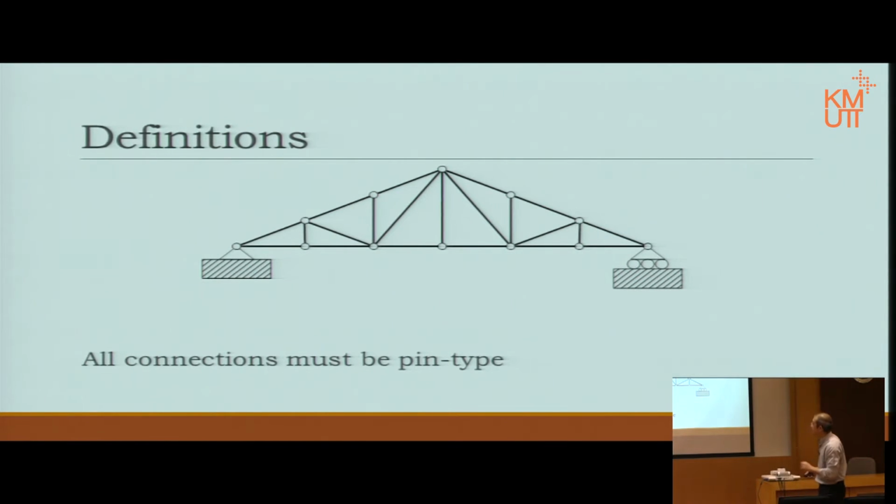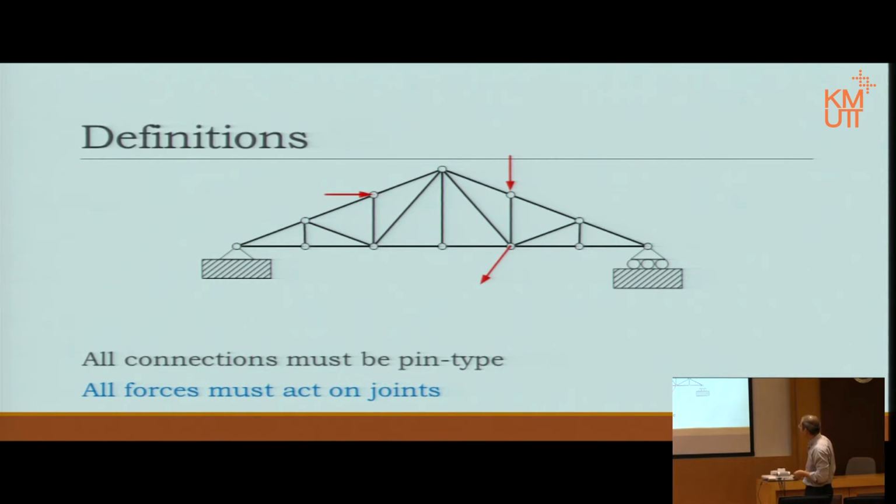So that's the first rule, that the connection must be all pin type. Then all the forces must act on the joints, not on the member. Now, you may argue, and rightly so, that the structure itself has a weight. The member itself has a weight. So, whatever you do, there will be some forces. At least the member weight will go down on the member, not at the joint. It transfers to the joint, but through the member, right? Which is true actually.